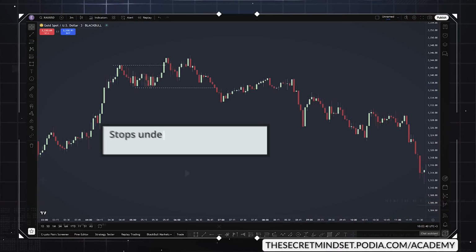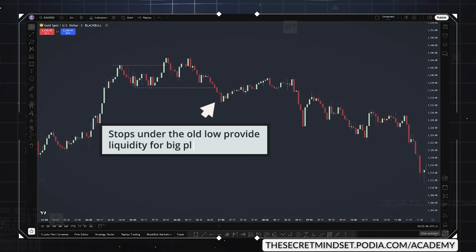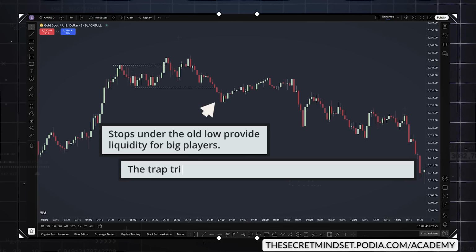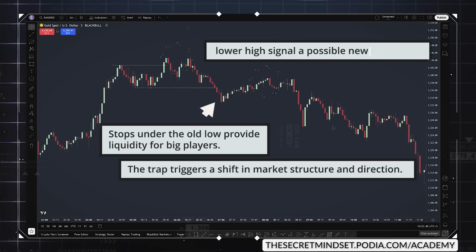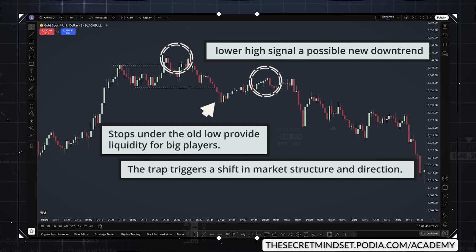This pattern works because many traders put their stops under the old low. When price drops and breaks that level, those stops trigger, giving big players the liquidity they need to enter or exit quietly. After the trap, the market structure changes. It's no longer making higher highs. Instead, it prints a lower low and then a lower high. This switch signals that the uptrend is likely over and a downtrend may be starting.